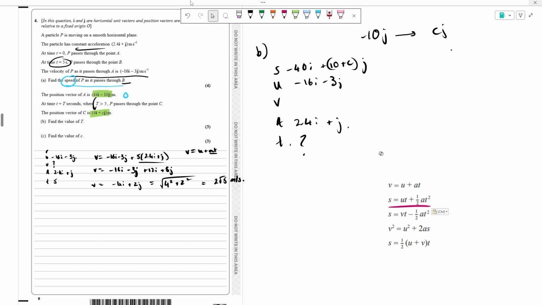Here we go. Okay, well, we've got S, U, A and T. We're trying to work out S equals UT. We're probably going to be using this equation here, and this will be completely fine since we're not squaring any vectors.